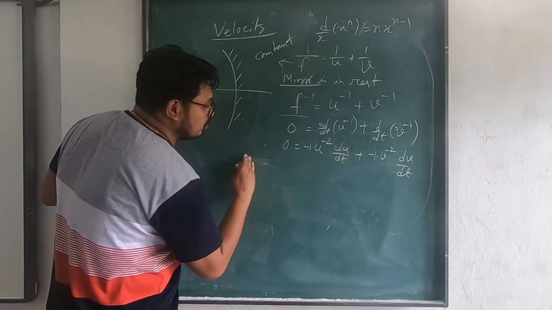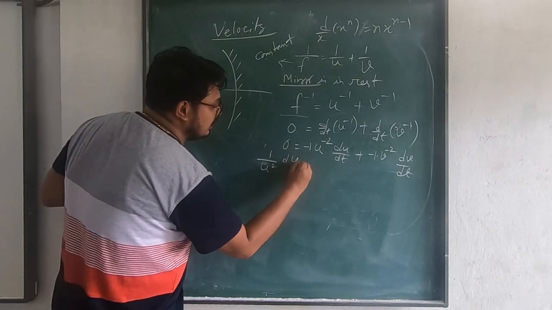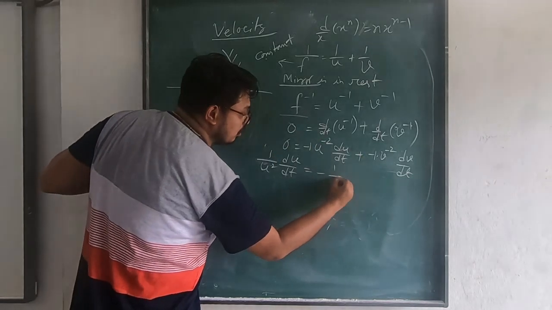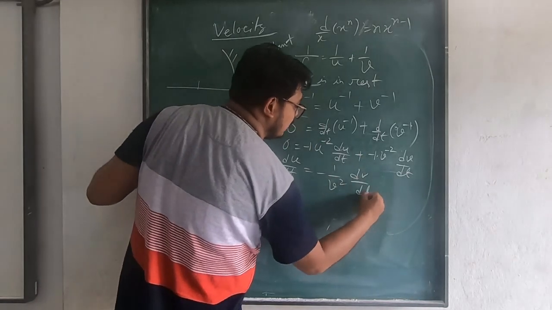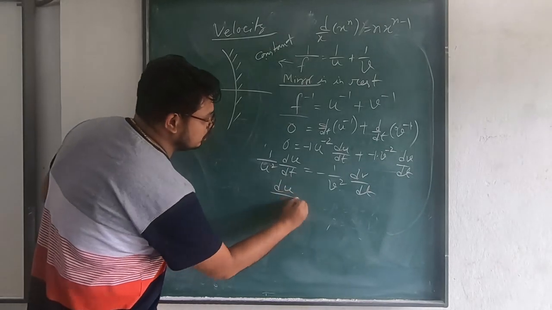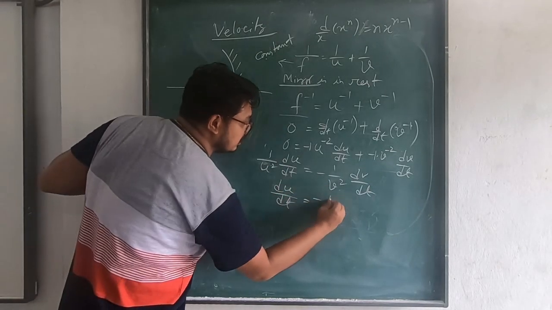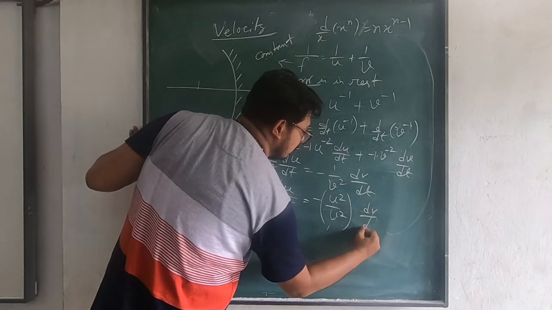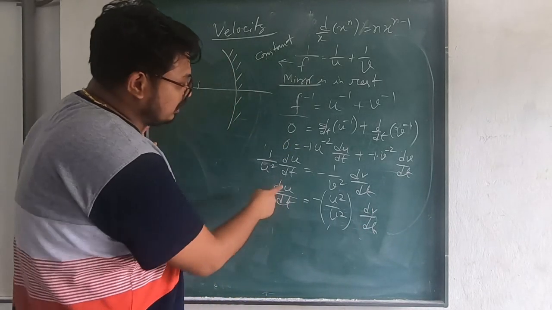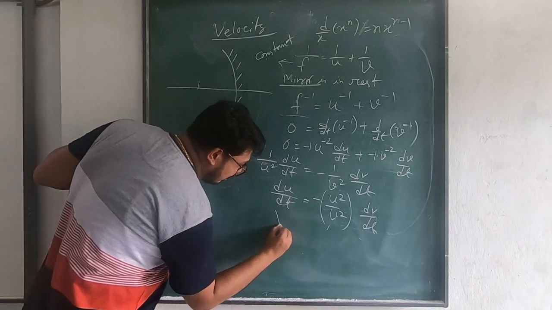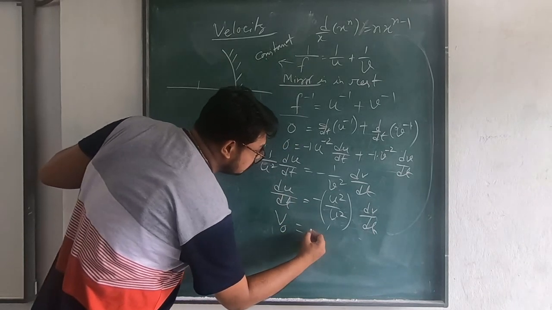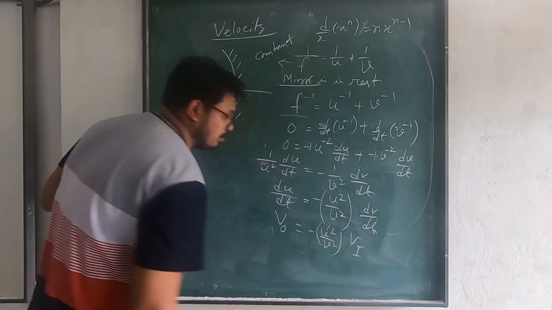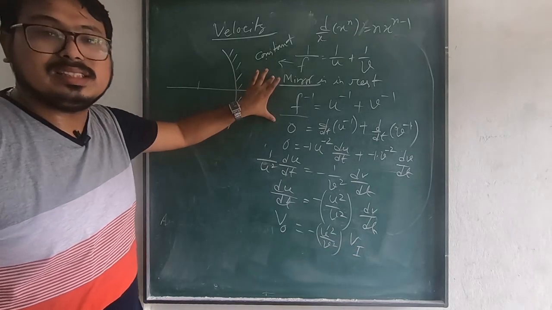Now if you bring this one to this side, it will become 1 by u square du by dt equal to, with the minus sign, 1 by v square dv by dt. From here, what is du by dt? The u square goes to the other side: minus u square by v square dv by dt. As u is a distance, its differentiation gives the velocity of the object, equal to minus u square by v square times the velocity of the image. Clear? The condition here is that your mirror is at rest.